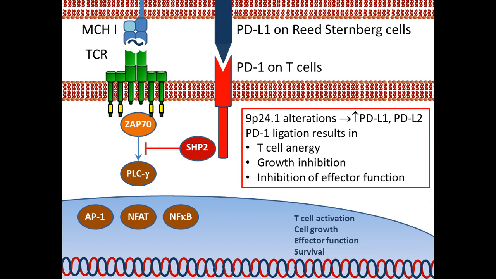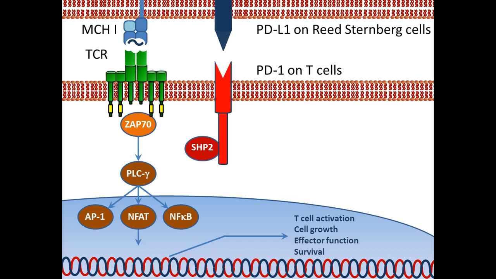Hodgkin's expresses it on the Reed-Sternberg cells, of course, because that's the malignant cell. And in Hodgkin's, genetic testing shows that the majority of these patients have different 9p24.1 alterations, which can be duplication or increased expression. And this results in increased PD ligand 1, PD ligand 2, and this ligation results in T cell anergy, growth inhibition, and the inhibition of effector function. So essentially, PD ligand 1 on Reed-Sternberg cells is a don't kill me signal. It turns off infiltrating T cells.